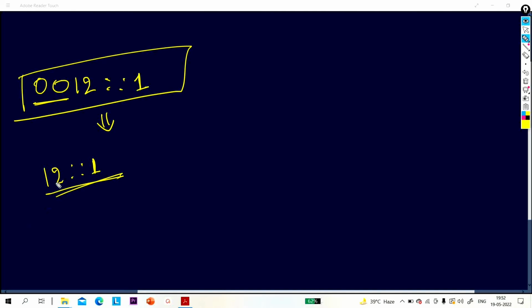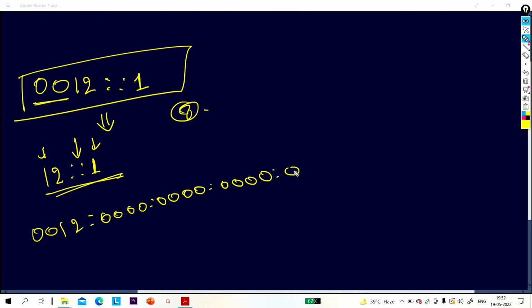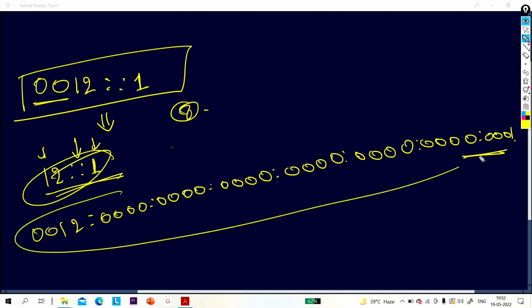Again, 12 means 0012, right? And the dual colon, how many fields are there? There are only 2 fields. And how many fields are there in IPv6? 8 fields. That means there are 6 fields between these two colons, 0000 0000 0000 0000 0000 0000 0000 0000 0000 0000 0001 2345 0000 0000, after that 0001. Okay, so there is no difference between this address and this address. Both addresses are the same.